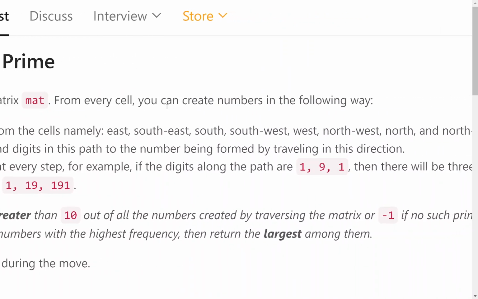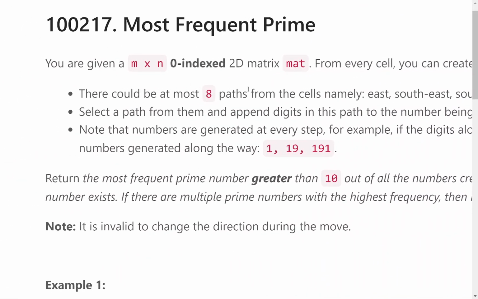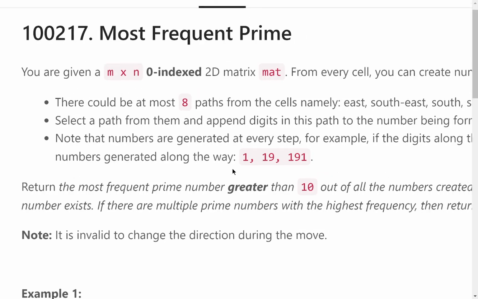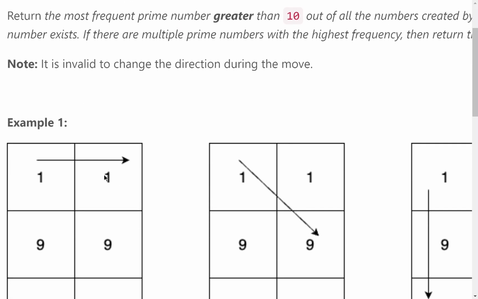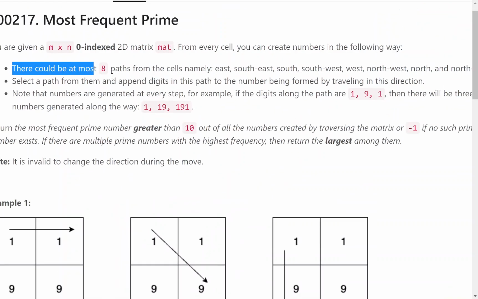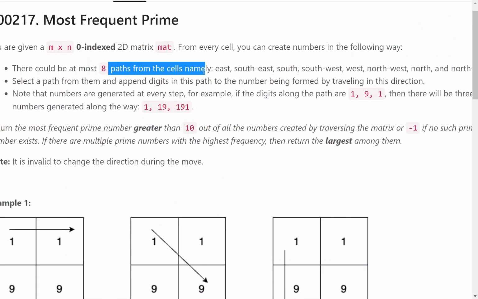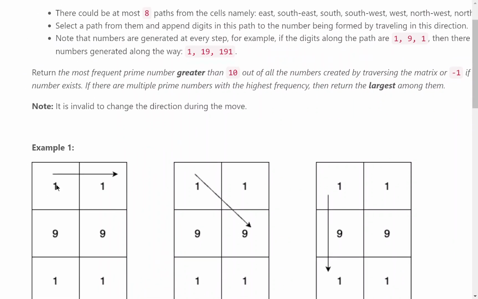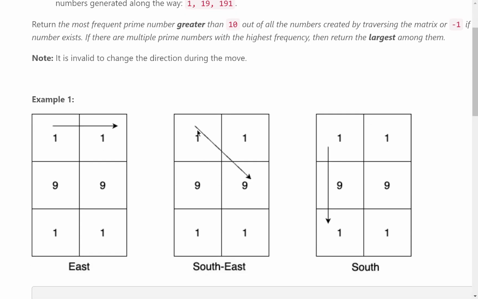For every cell, you can create numbers in the following way. For any cell, if you talk about a cell, this one or this number, which is at the first row and first column, there can be at most eight paths from that cell, namely eight directions. Like from one, you can go only to the east, only to the southeast, or only to the south. You will not change your direction.